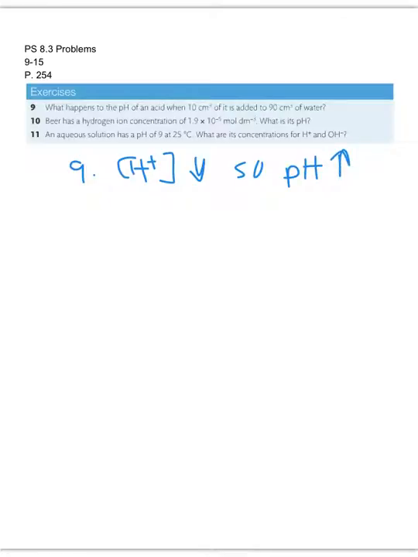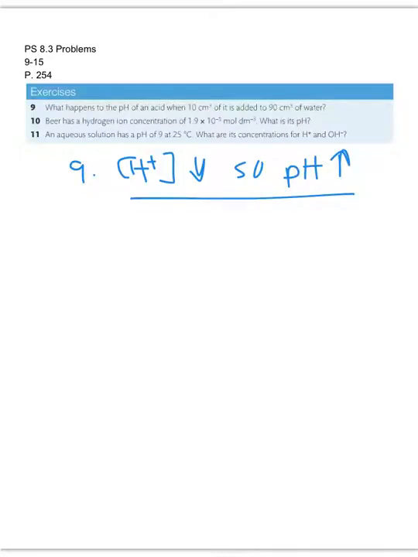And if you wanted to go on and realize it's probably going to increase by 1 unit, that's fine. Since it was increased tenfold with it, then that's fine. But all you really need is that the concentration of H plus decreases, so the pH increases.